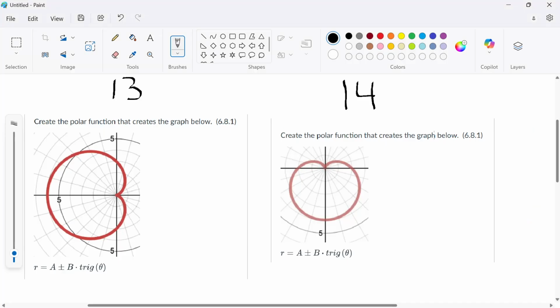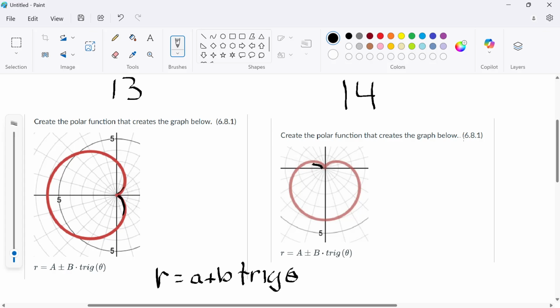This is the Onramps Pre-Calculus, April 2025 final exam review. Questions 13 and 14. I'm doing them together because they are very similar. Remember, the basic function is r equals a plus b trig, whatever it is, cosine or sine, theta. Now, in this case, this has a dimple.